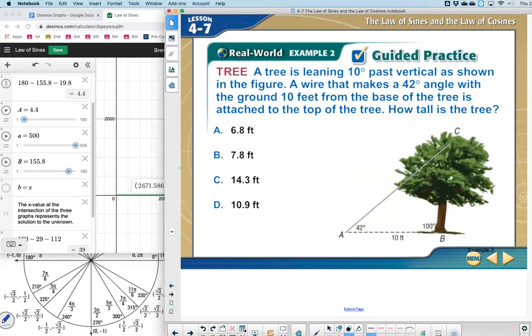I'm going to add a line so you can see it easier. The problem says the tree is leaning 10 degrees past the vertical. That means instead of being 90 degrees up here, it's 100. It's been slightly changed to 100. You're 10 feet away with an angle of 42 degrees on this wire here. It wants to know how tall is the tree. So what you need to solve for is this length there.